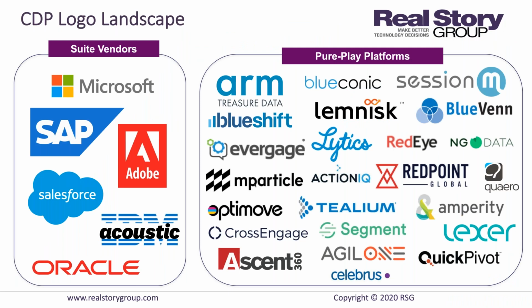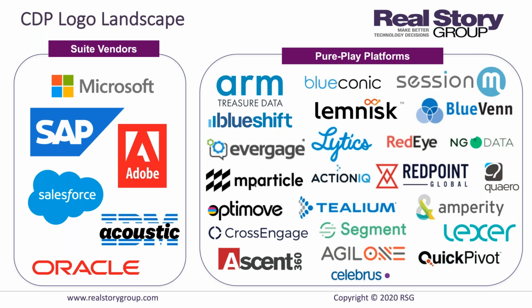This logo landscape is maybe a little bit more meaningful. I think particularly if you're starting from scratch, from just a sheer vendor size and independence perspective, you can divide the market into these suite vendors that all now purport to sell CDPs. Acoustic is the former IBM portfolio. And then these pure play platforms, some of which have been around for a long time, some of which are newer. They've seen collectively more than $1 billion in venture funding over the last 3 to 5 years.